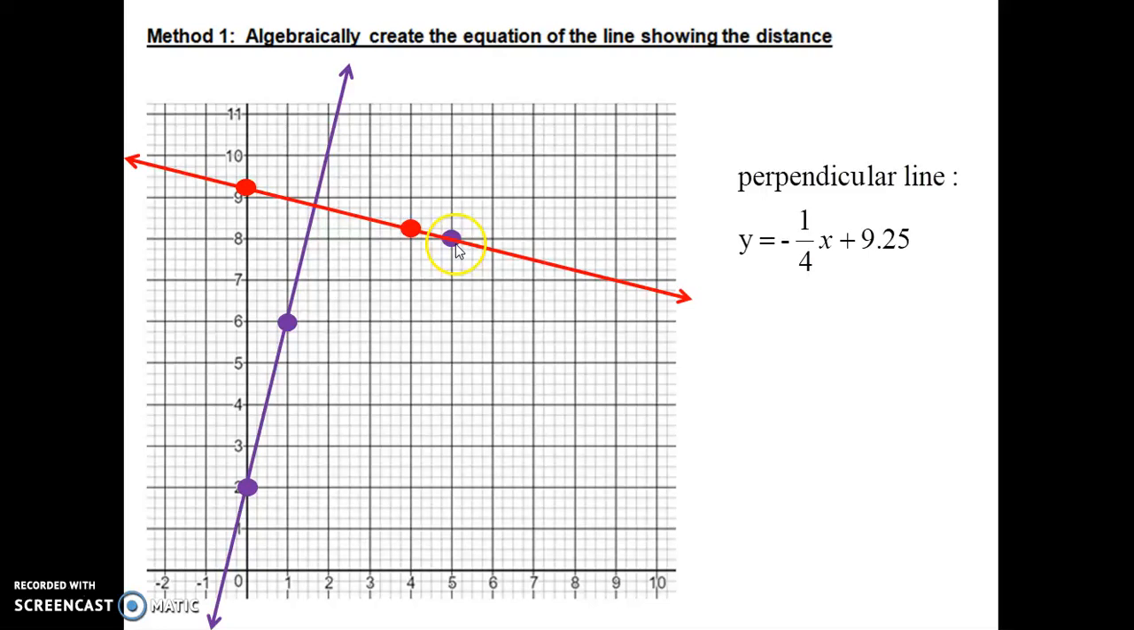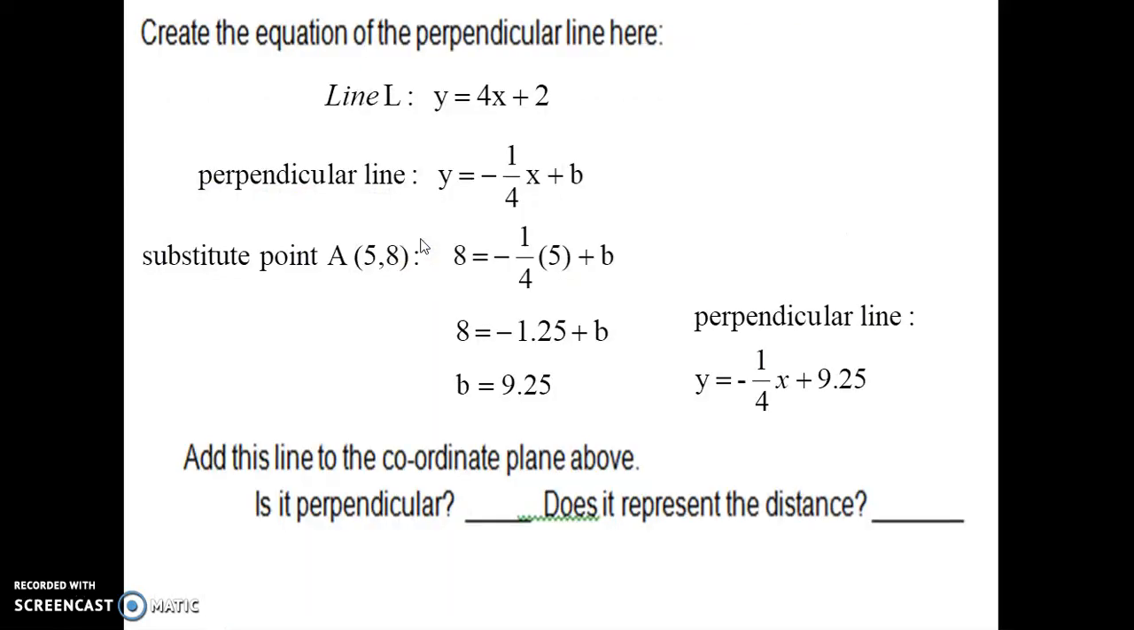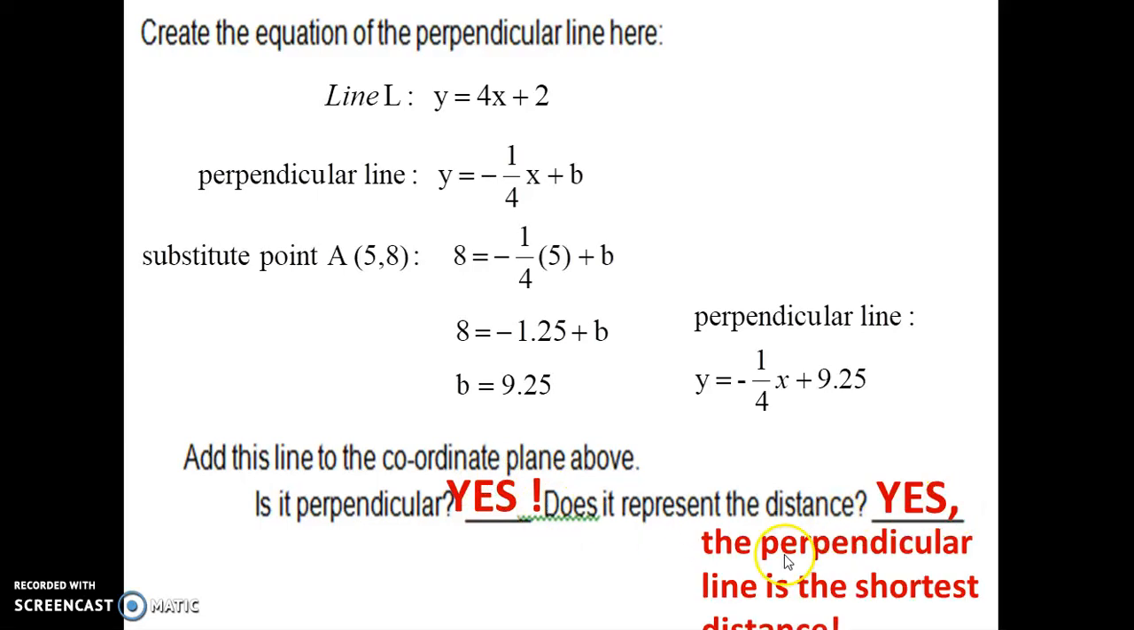Now if you were to find the distance from point A, this point, to this line L, then we would just have to measure or calculate that distance there. All right, back to the bottom problems here. Is it perpendicular? Definitely. That's a 90-degree angle where those two lines meet. Does it represent the distance? Yes, it does, because the perpendicular line is the shortest distance. And remember, the shortest distance is the distance we are looking for when we ask for the distance.